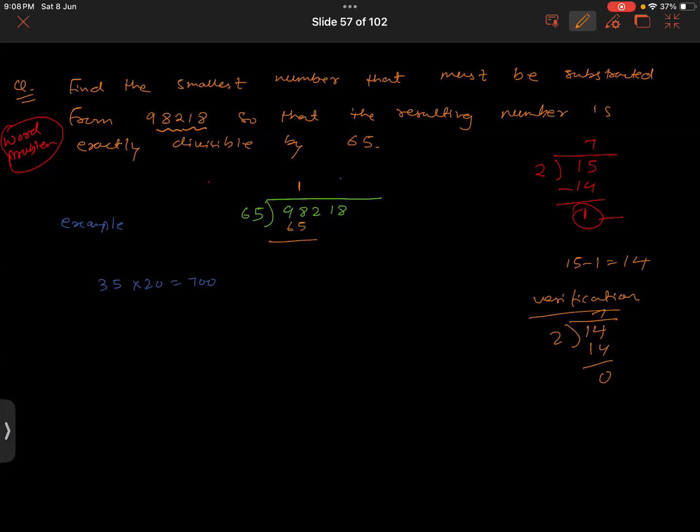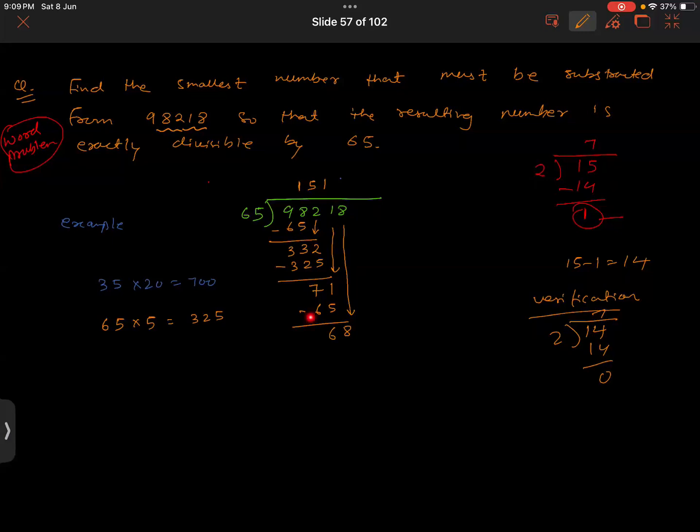65 ones are 65. Subtract this. 8 minus 5 is 3. 9 minus 6 is 3. Then we will be bringing down this 2 over here. Right now, that's what you're required to do. Now let me check if you're doing it correctly. 98,218 divided by 65. 65 fives are 325. So 65 fives are 325. 332 minus 325 is 7, isn't it? Then bring this 1 down over here. Again, you would take 65 ones are 65. Subtracting it, you are getting 6 here, right? Now bring down this 8 over here.